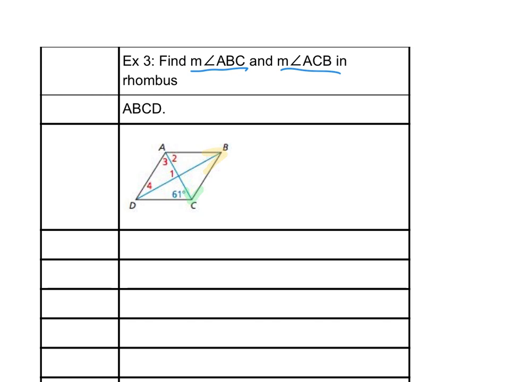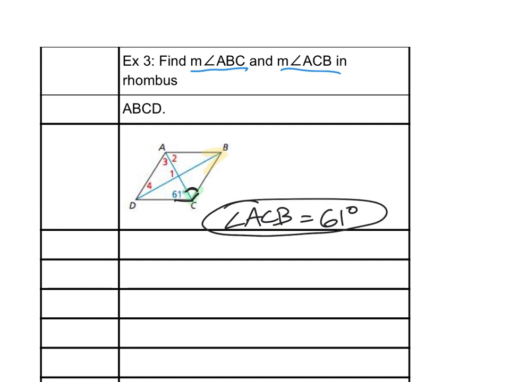This one is a little bit more straightforward. So we were just told in a theorem that the diagonals of a rhombus bisect the opposite angles. So when I look at angle ACB right here, I notice that it is half of this larger angle DCB, and they gave us the other measure, ACD, as 61 degrees. So we know that angle ACB also has to equal 61 degrees. So we just solved half the problem. The next one is a little bit more complicated, but that's okay.